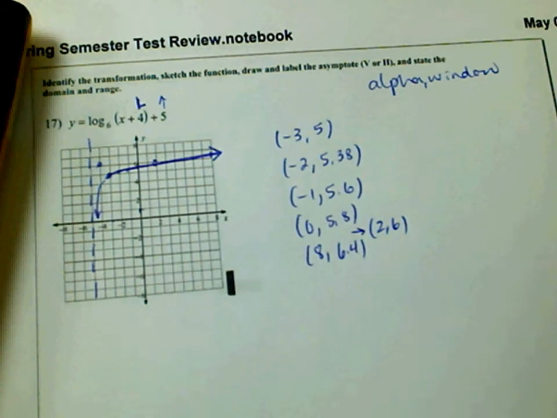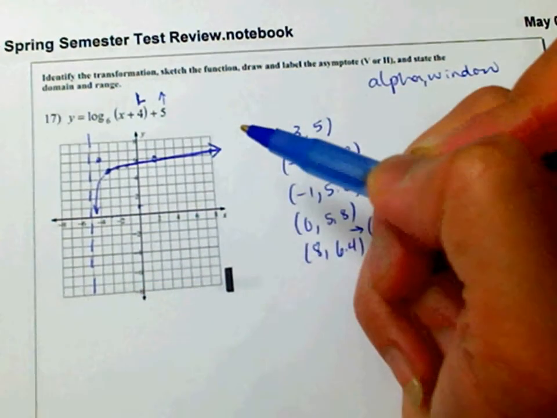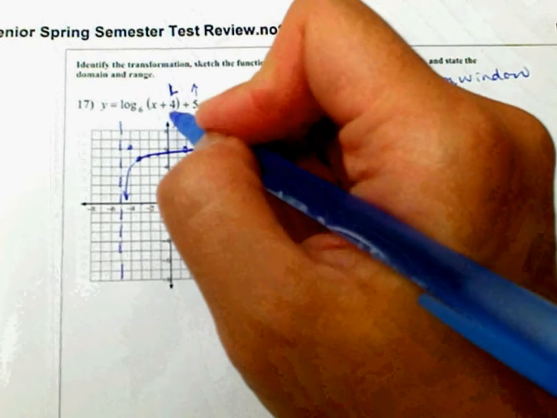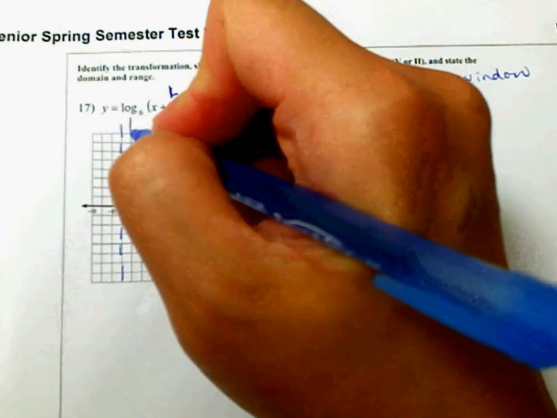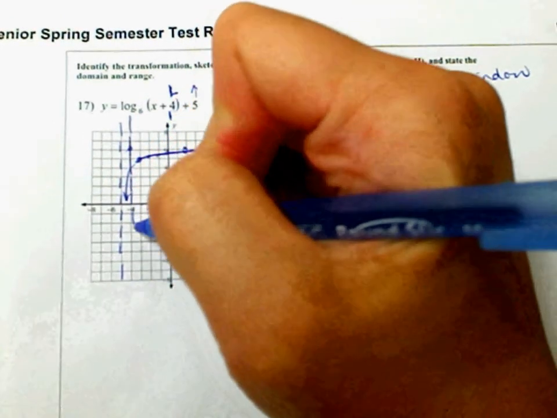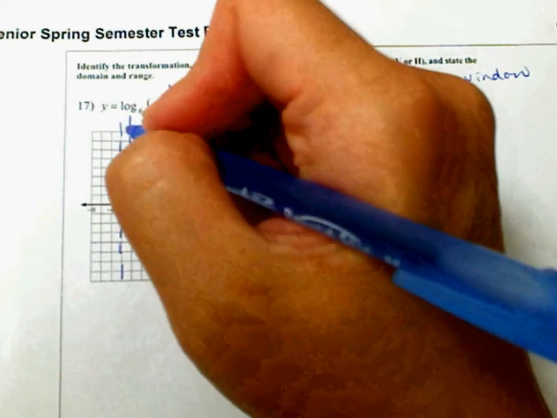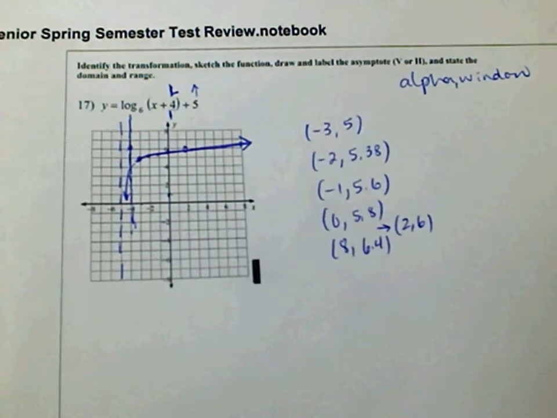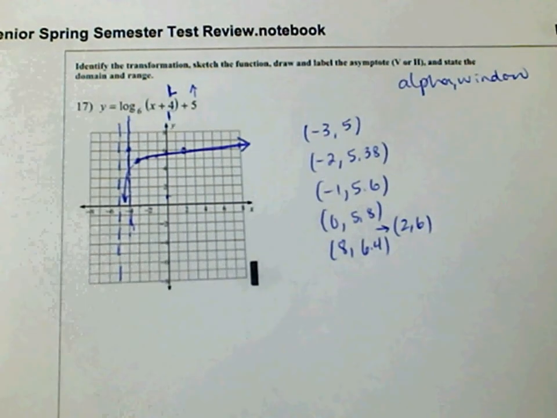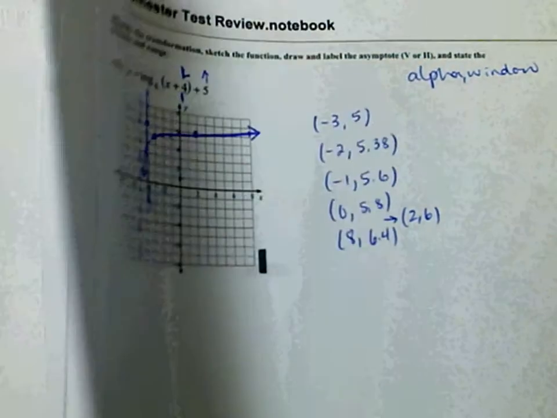I am so sorry. Your asymptote is at -4 right here. I don't know what I was thinking. This is also your asymptote. So there's your -4. Okay? So your graph should go right here. There we go. Let me redo number 17. I just knew something wasn't right. All right, let's try this again.